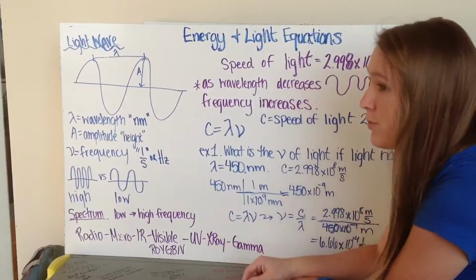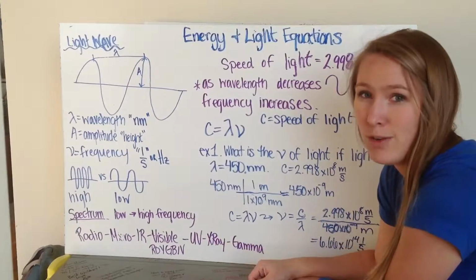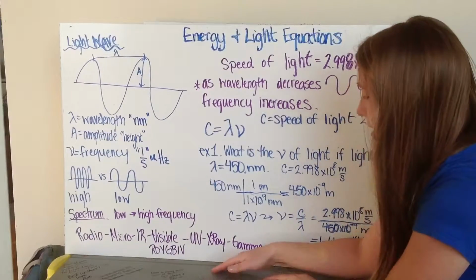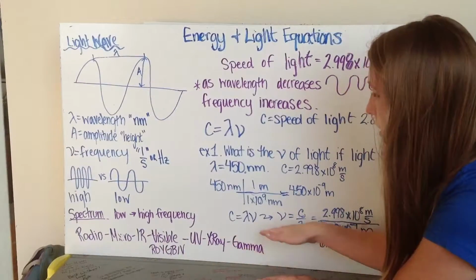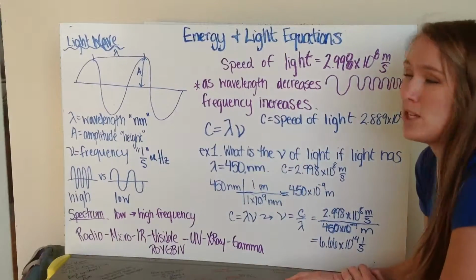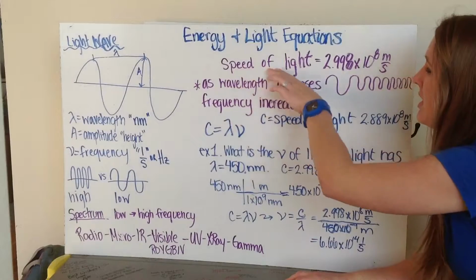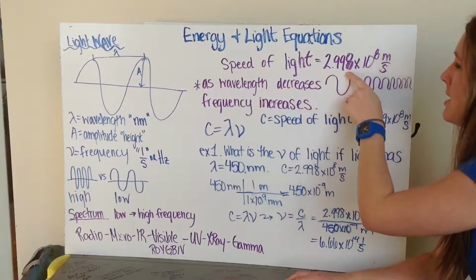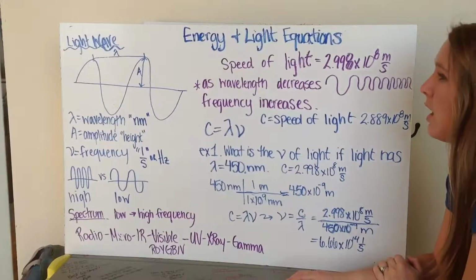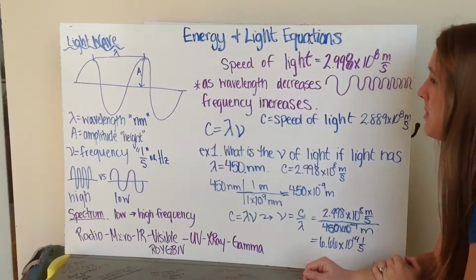X-rays, these are the kind of rays, the light waves, that travel through your skin to look at your bone when you go to the doctor to get an X-ray. Okay, so these are our highest frequency to lowest frequency. Light has a unique property to it. The speed of light is always constant at 2.998 times 10 to the 8th meters per second. All light has the same speed.